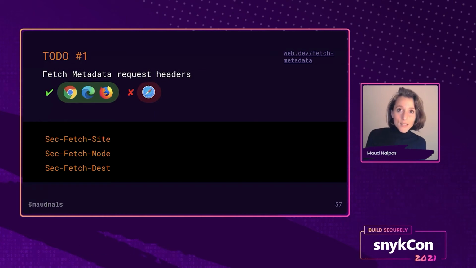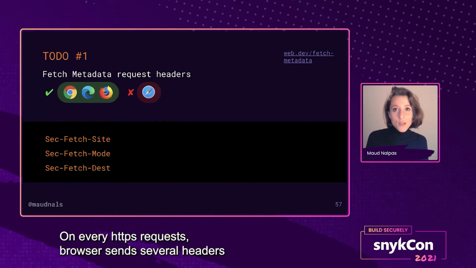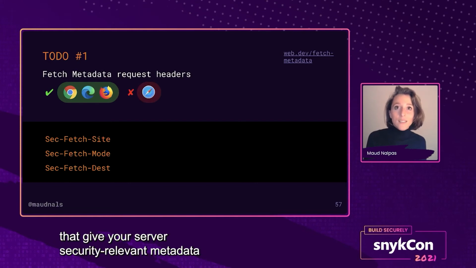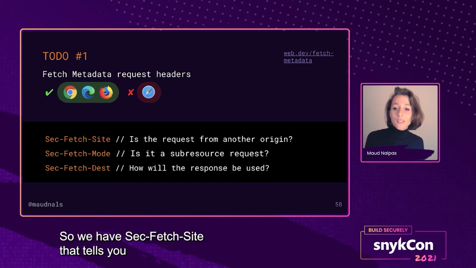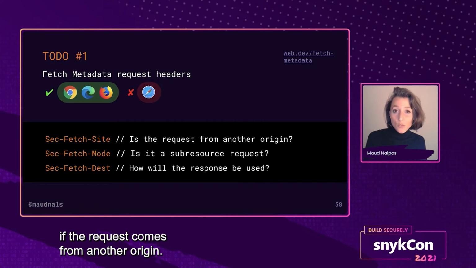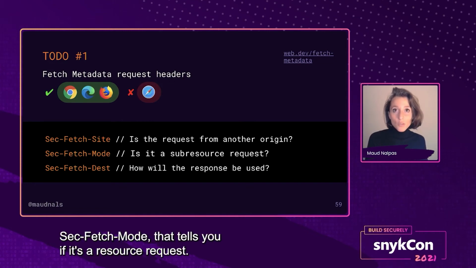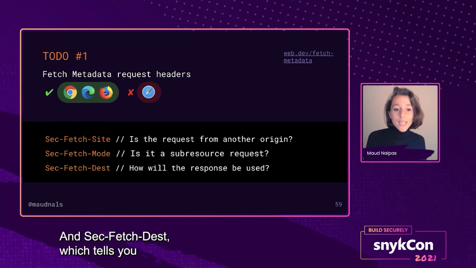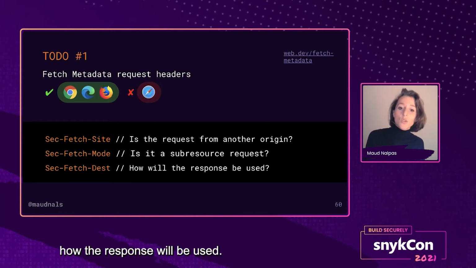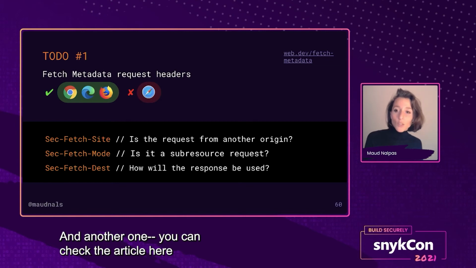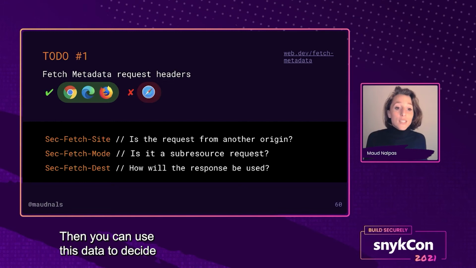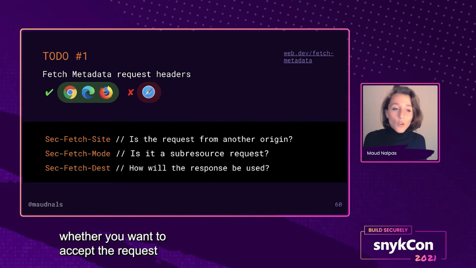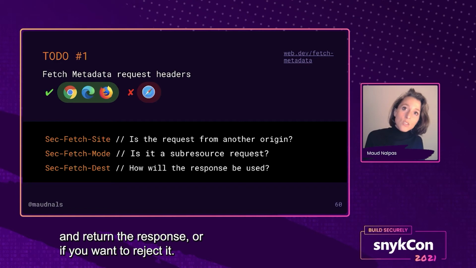So here's how it works. On every HTTPS request, browsers send several headers that give your server security-relevant metadata about that request. So we have Sec-Fetch-Site, which tells you if the request comes from another origin; Sec-Fetch-Mode, which tells you if it's a subresource request; and Sec-Fetch-Dest, which tells you how the response will be used. And there are others; you can check the article here on the slide for details. Then you can use this data to decide whether you want to accept the request and return a response, or if you want to reject it.